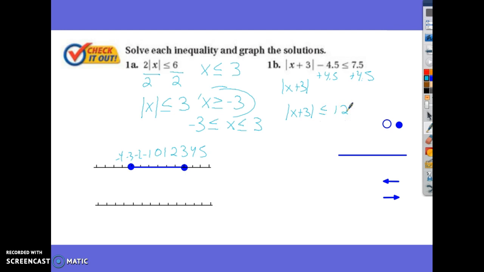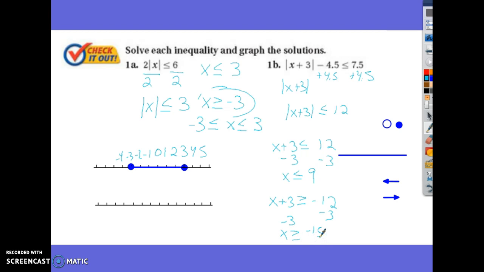So our first equation stays the same. x plus 3 is less than or equal to 12. And when we solve for the other one, we go absolute value, the value of x plus 3 is greater than or equal to, flip the sign, and we're going to do -12. So we have -3, -3, x is less than or equal to 9, and over here, -3, -3, x is greater than or equal to -15.